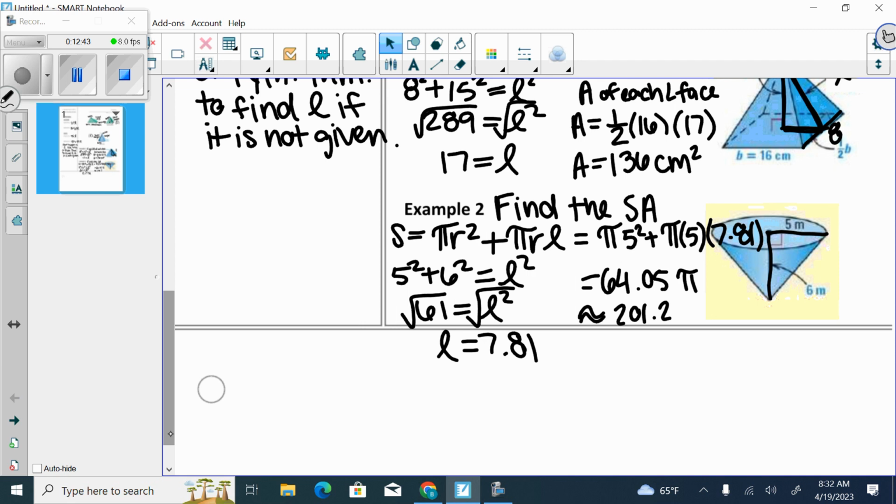So if they don't give you the slant height, it's up to you to find it. Sometimes they give you 2 pieces, like they did here. But remember, if they don't give you 2 pieces, you can always use trig to find it. All right?